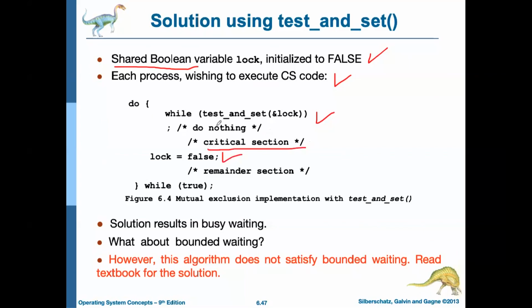If it is true, it does not do anything and keeps waiting. Otherwise it enters the critical section, then releases the lock, and then does the remainder section, repeating again. Since it is while true, it keeps looping in an infinite loop. This figure shows the mutual exclusion implementation with test and set.